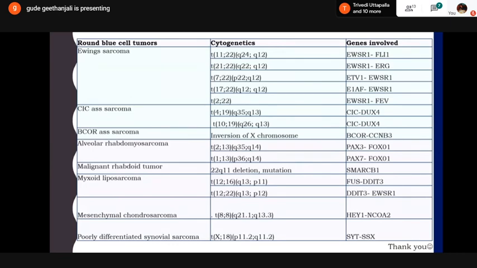And for myxoid liposarcomas, we can do FISH with a DDIT3 probe. For mesenchymal chondrosarcoma, the HEY1-NCOA2 gene rearrangement. And for poorly differentiated synovial sarcoma, we have the translocation of X;18 between SYT, which is synovial sarcoma translocation, and SSX1, 2, or 4. Thank you.